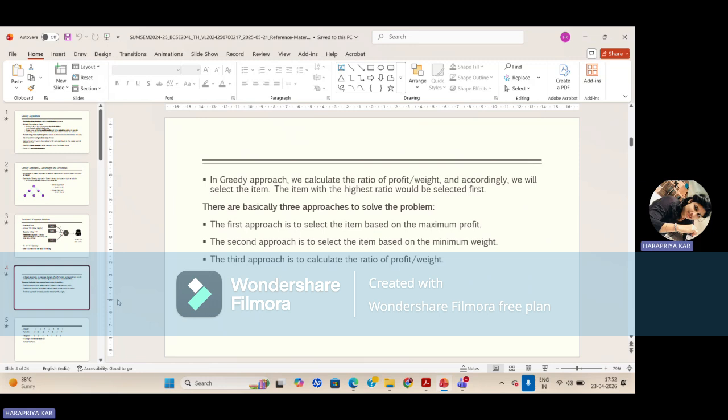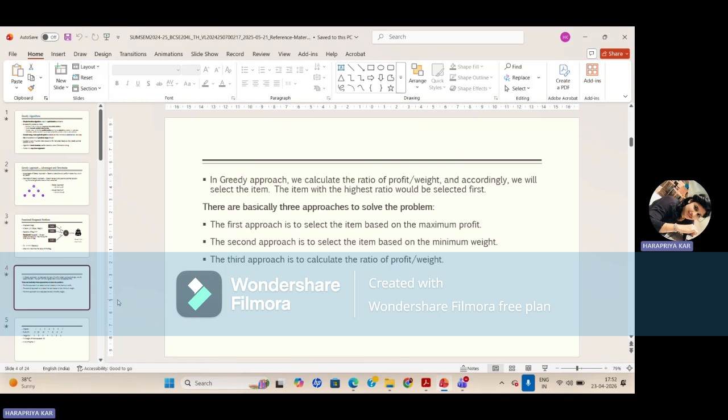The item with the highest ratio would be selected first, because what we are doing is maximizing within the capacity. This is the constraint of the knapsack problem. The idea is to maximize the value of the bag. So whenever we are moving with this, we have to check that the item with the highest ratio is selected first. So what are the approaches?